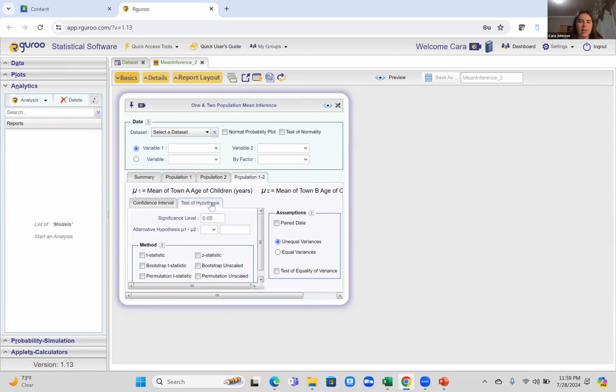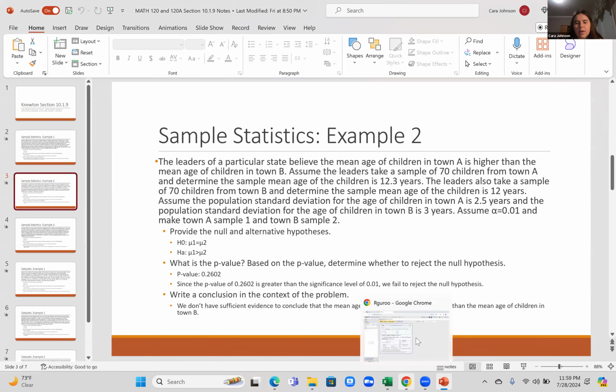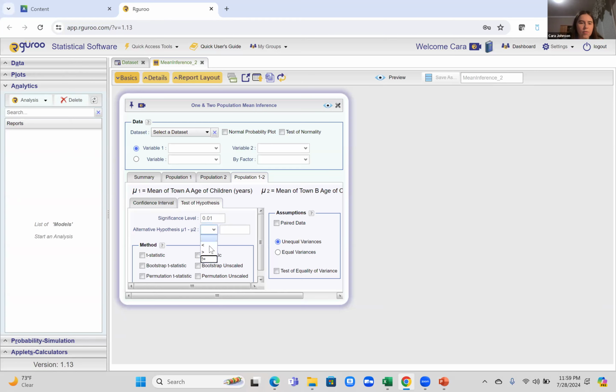Go to test of hypothesis. My significance level is 0.01. And then this one's going to be greater than 0. Greater than was the sign of my alternative, and then you always put 0 in the box. And then a z statistic because we do know the population standard deviations. If you didn't know the population standard deviations, you would check t.